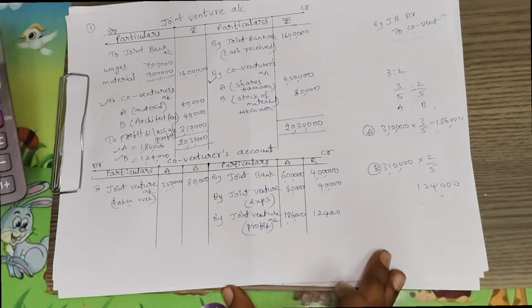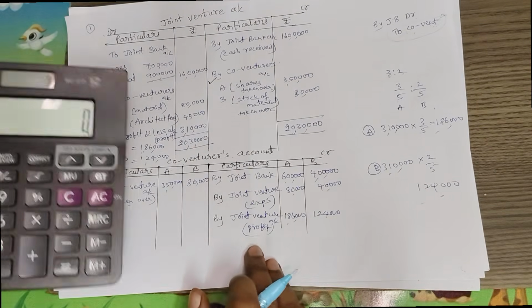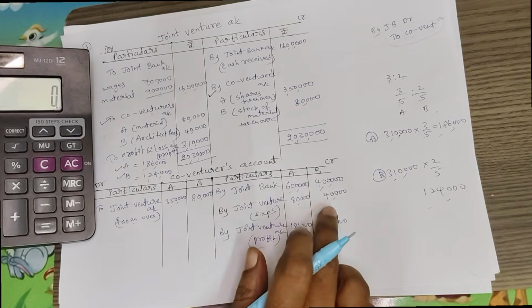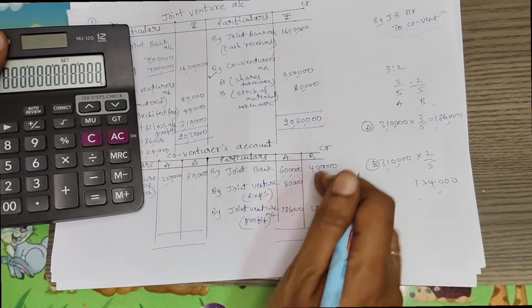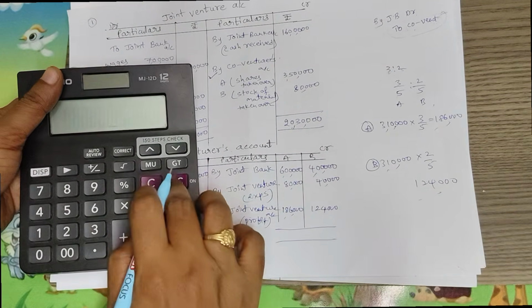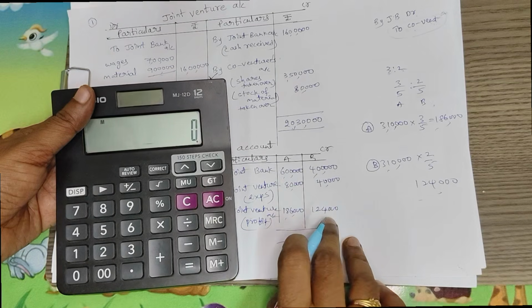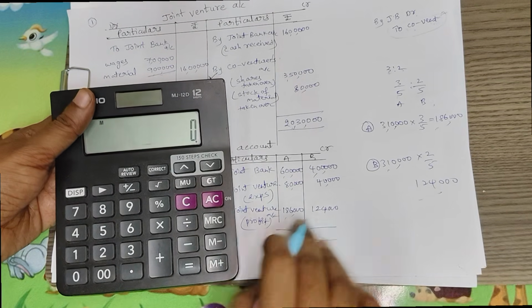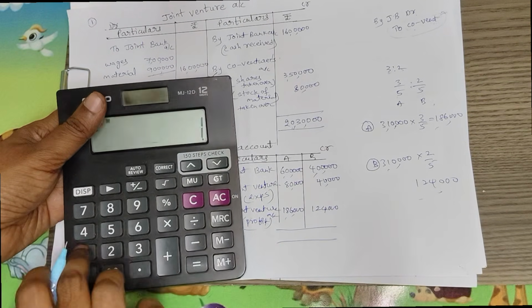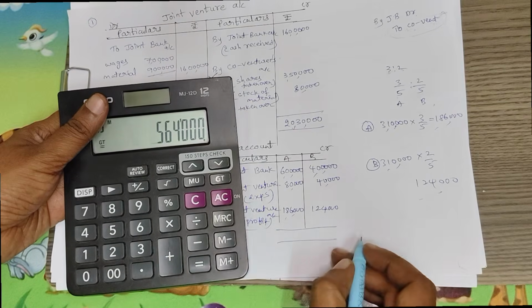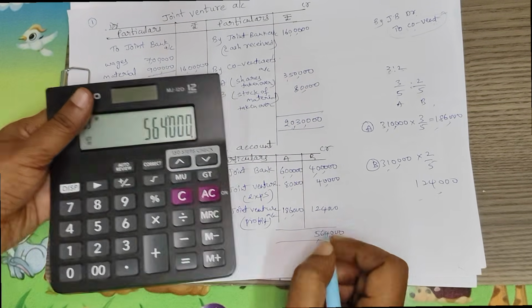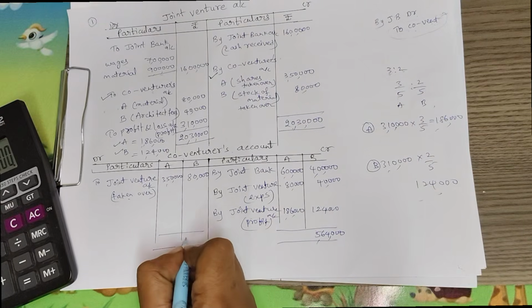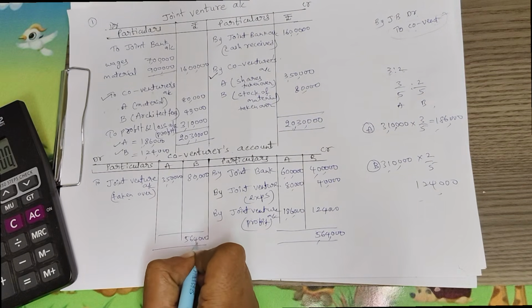How to show our balance? Which side is more? I think here credit is more, so separately we need to do it. For B, 4 lakhs 40,000 plus 1,24,000. How much? 5 lakhs 64,000. So on both sides we need to write 5 lakhs 64,000.